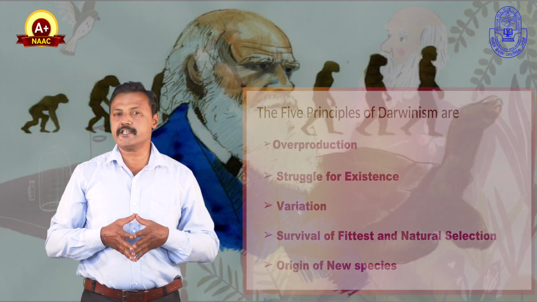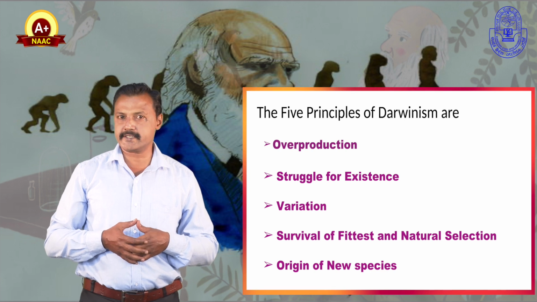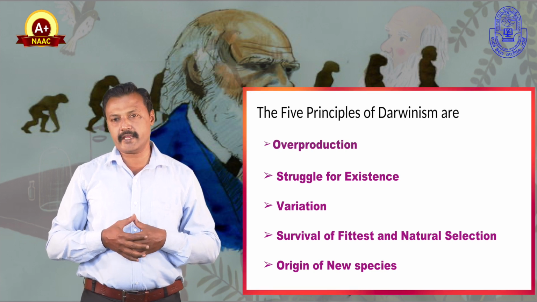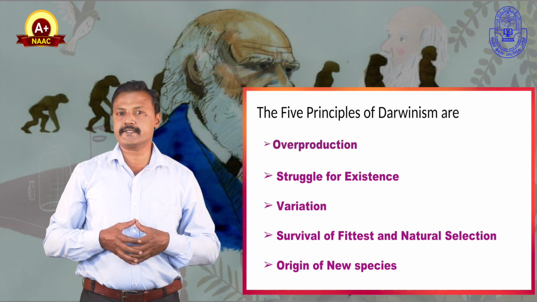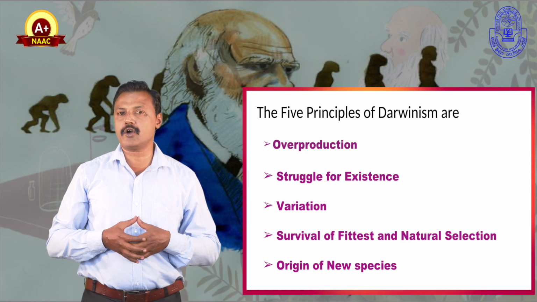The evolutionary idea proposed by Darwin is called Darwinism or Darwinian theory. Darwinism can be explained by five important principles. The first principle is overproduction, the second is the struggle for existence, the third is variation, the fourth is survival of the fittest and natural selection, and the fifth is the origin of new species. Let us take up the first principle, overproduction or prodigality of nature.